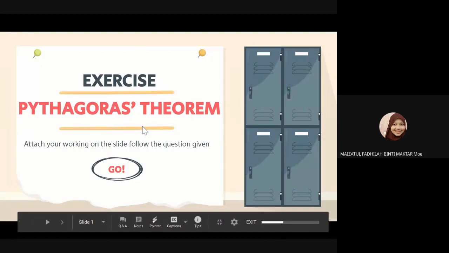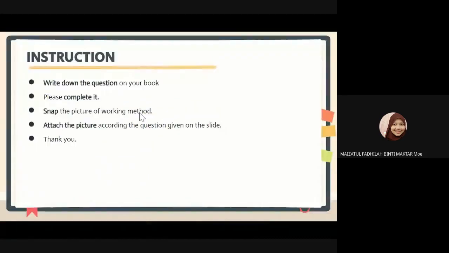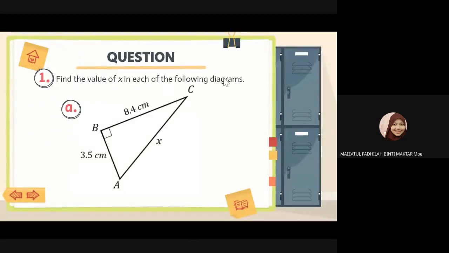Okay, so no need to print out the slide. This is the exercise for Pythagoras Theorem. What you need to do is write down the question in your book and complete it. Snap a picture of your working method and attach the picture according to the question given on the slide. Please write down the question.